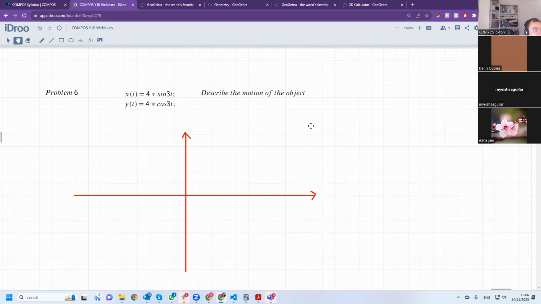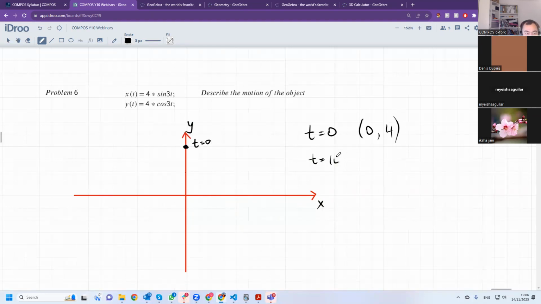And yeah, so when t is 0, x of 0 is 0. And y is 4 times cos 3t. It's going to be 4, because cos 0 is 1, and 4 times 1 is 4. So 0, 4. So 1, 2, 3, 4. So this is x and y when t is 0.